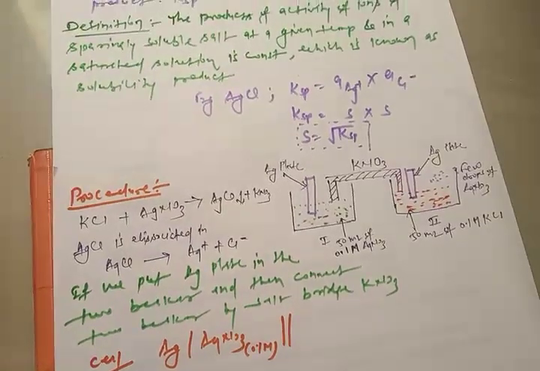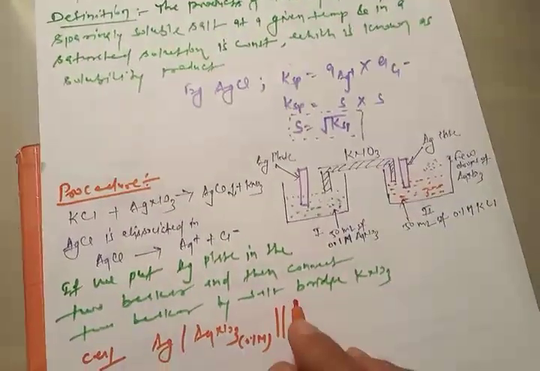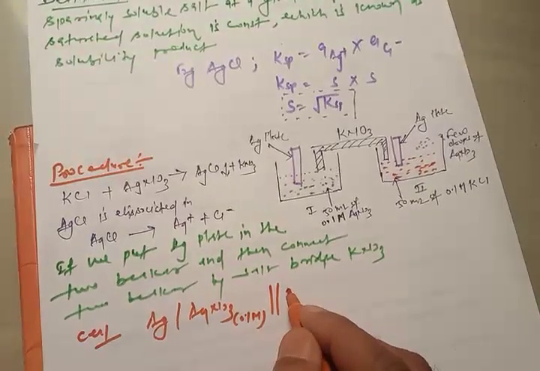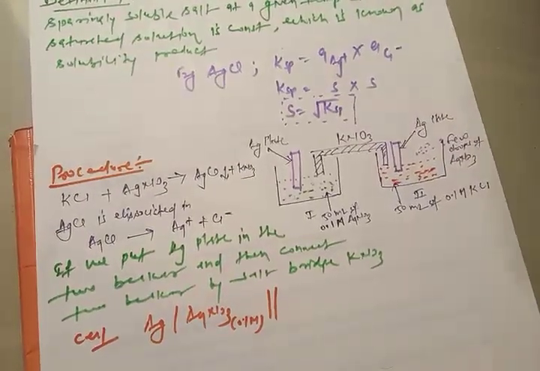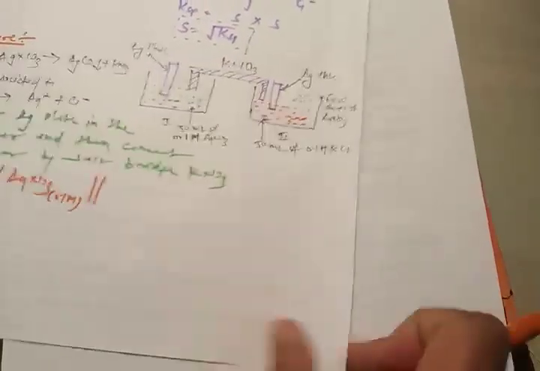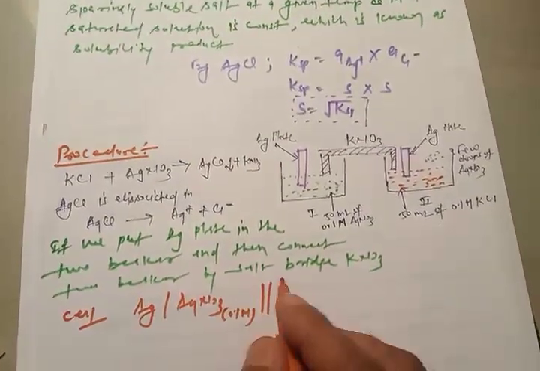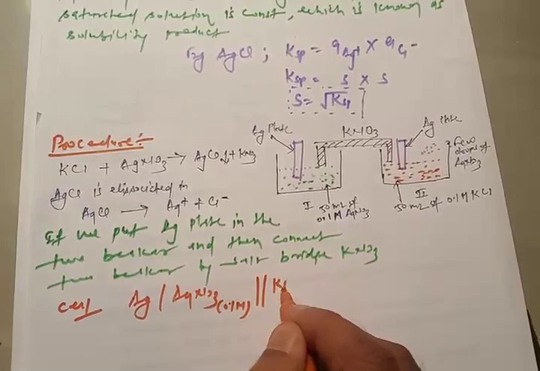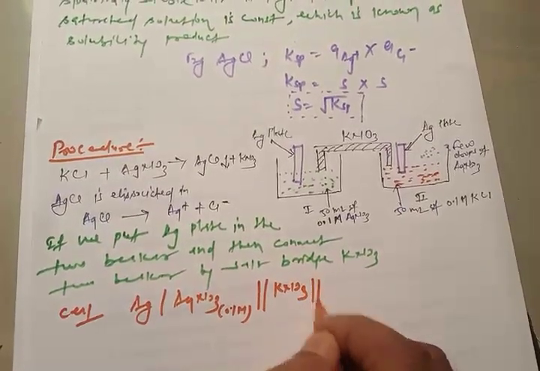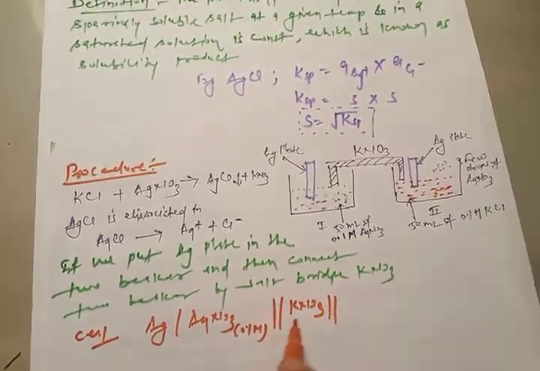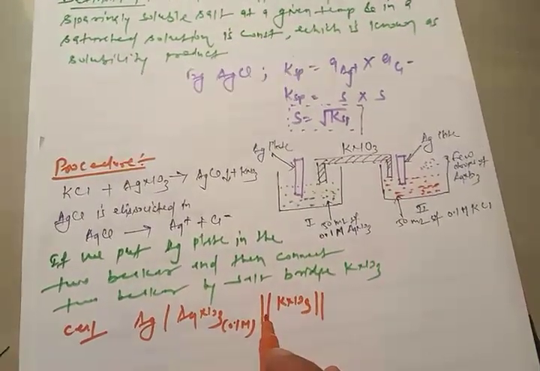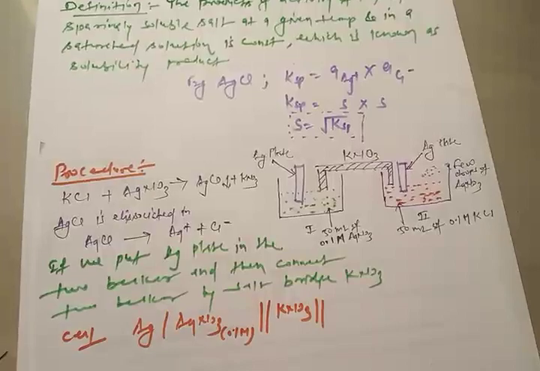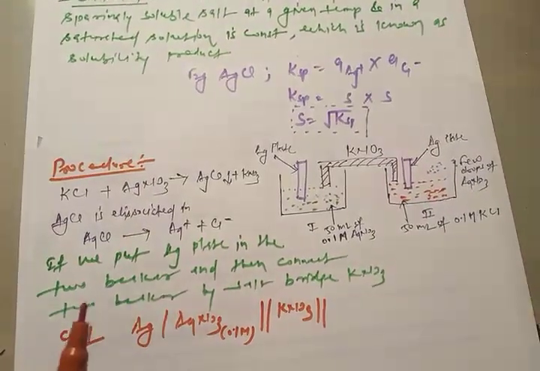Okay, here I'm going to write another kind of notation. You can write it in this pattern also. If these two lines are written, it means it is a salt bridge. Either you can even write KNO3 like this, which is also an indication of a salt bridge of KNO3. Otherwise it means that it is a salt bridge. So this is another kind of representation.